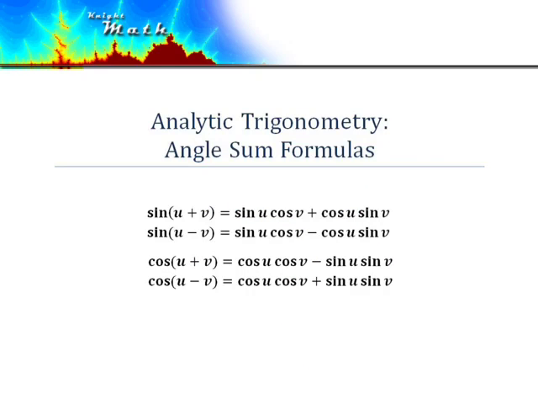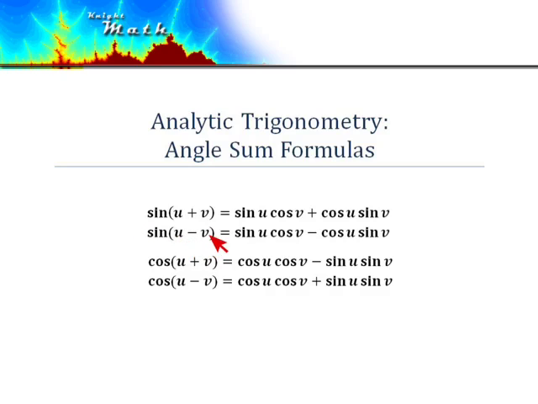In this video, we are going to talk about some analytic trigonometry and the angle sum formula. We have four angle sum formulas, or a couple of pairs. We've got our sine sum formula, which, if we have two angles being added, is the sine of u cosine of v plus the cosine u of sine v.